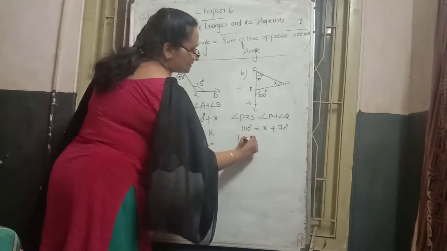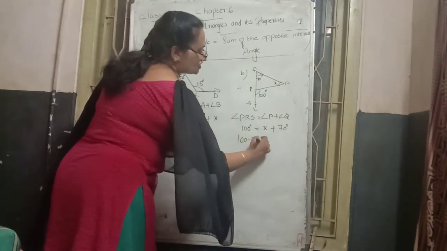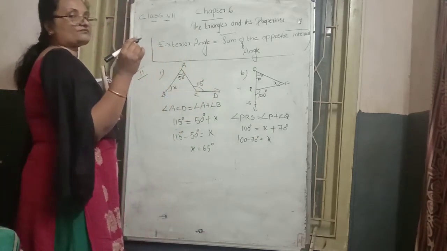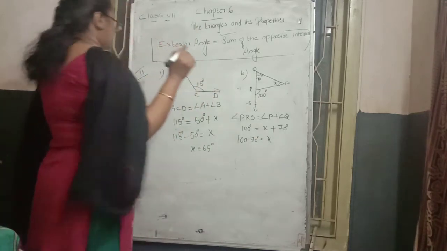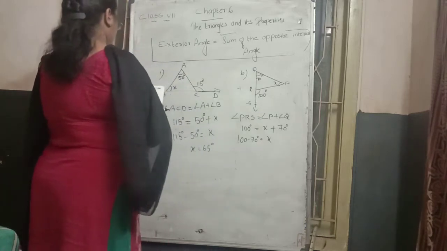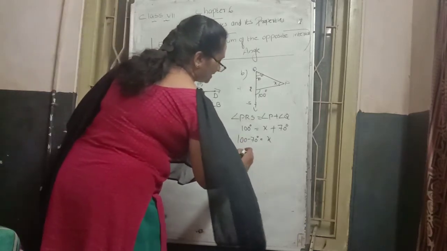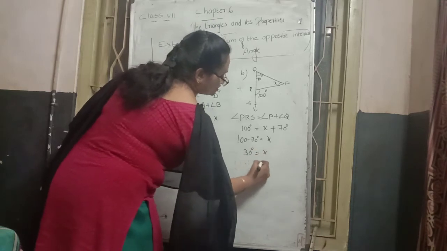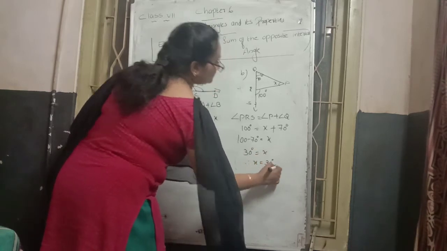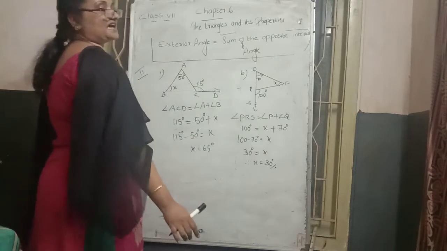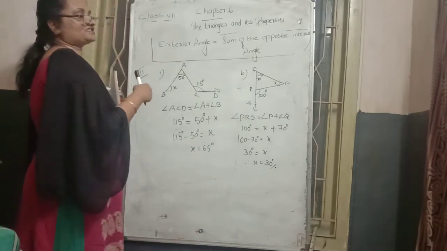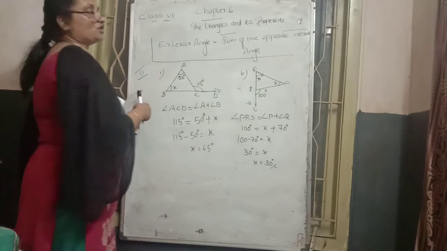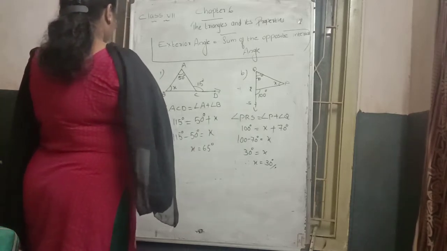So 100 subtracted by 70 degrees is equal to x. What is 100 minus 70? 30 degrees comes there. So we can say the x value becomes 30 degrees. Therefore the x value is 30 degrees. That means x represents angle P. Angle P is 30 degrees. I hope you can understand this type of question.